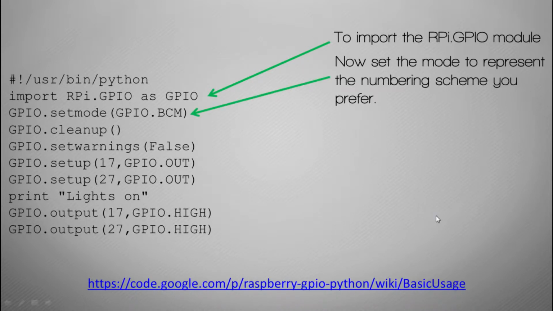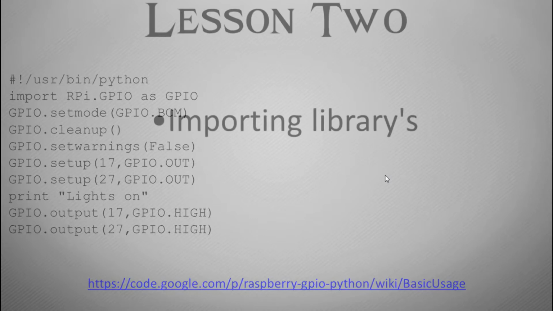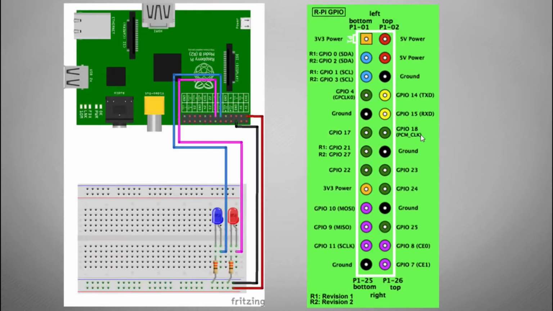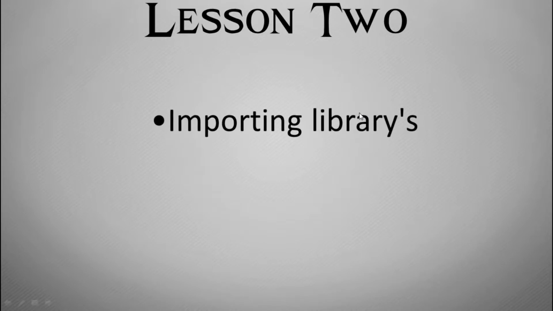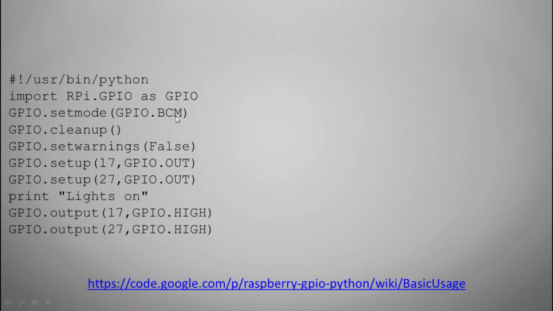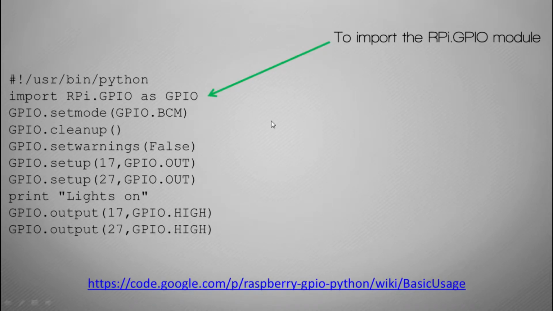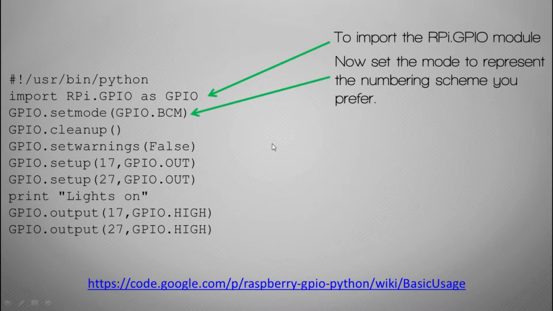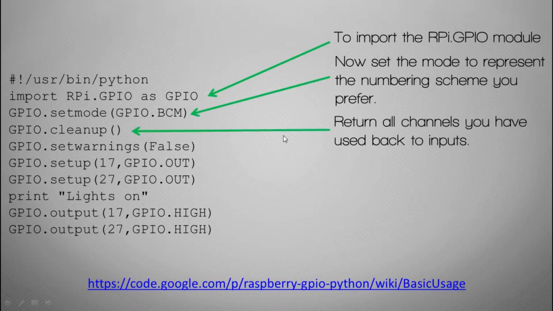The first line sets up the numbering scheme. It's a bit confusing because the board, as you can see up here, has all this numbering, and you may have seen some diagrams that call the pins different numbers. There are two different types, but we're going to stick mainly to the BCM, which is the Broadcom chip, the main brain of the Raspberry Pi. So Broadcom is basically where that comes from.